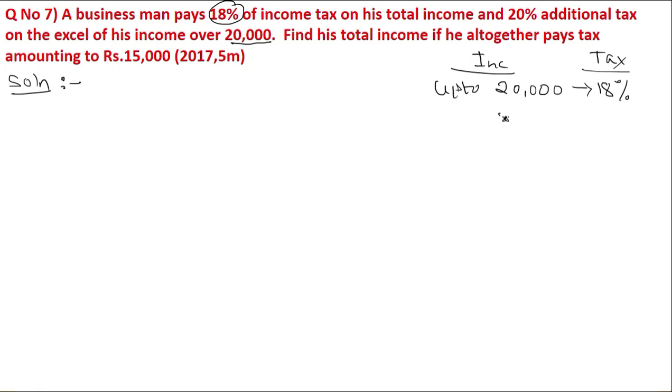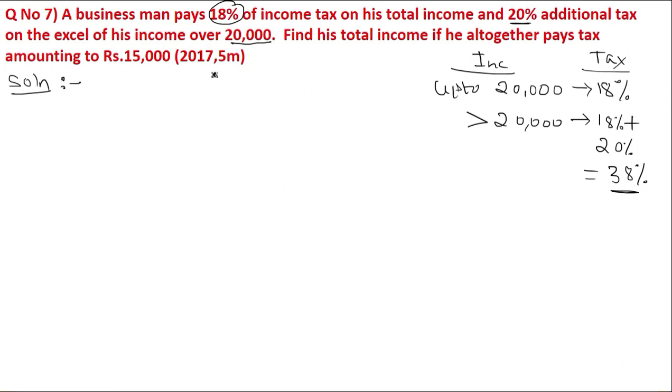And for the income above 20,000, he pays 18% as normal, plus he pays 20%. So how much is he paying? 38%. Correct? So is this step clear to everyone? 18% plus 18% plus 20%. So now we will solve this problem.